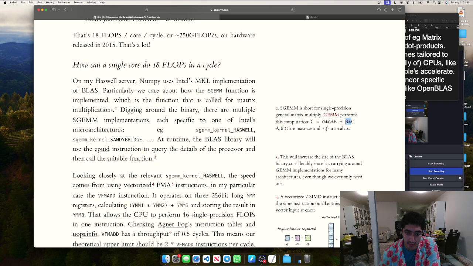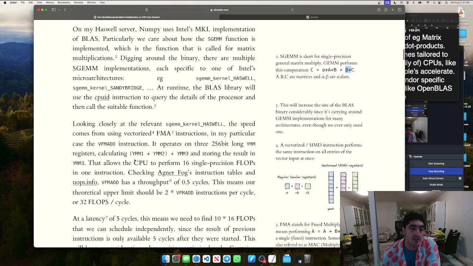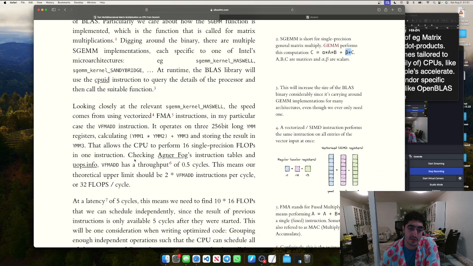Okay, to query the details of the processor and then call the suitable function. Looking closely at the relevant SGEMM kernel for Haswell, the speed comes from using vectorized FMA. Vectors or SIMD, single instruction, multiple data, means an instruction performs the same operation on all entries of the vector input at once. We know that from the compiler videos, guys.